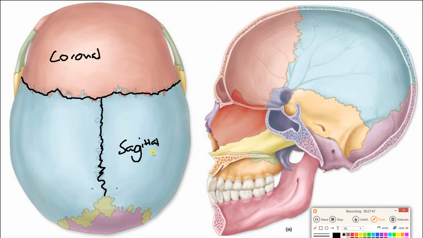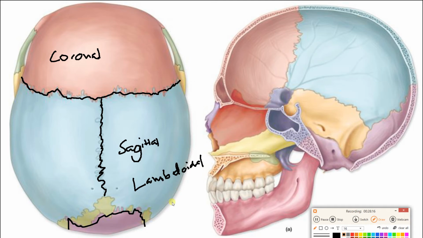Okay. So that's two sutures. There is another suture visible in this top view. It is this one right here. And that suture is called the lambdoidal suture. That's my favorite one. I like the name. The lambdoidal suture. And I'll explain that name for you in a moment or two, okay?